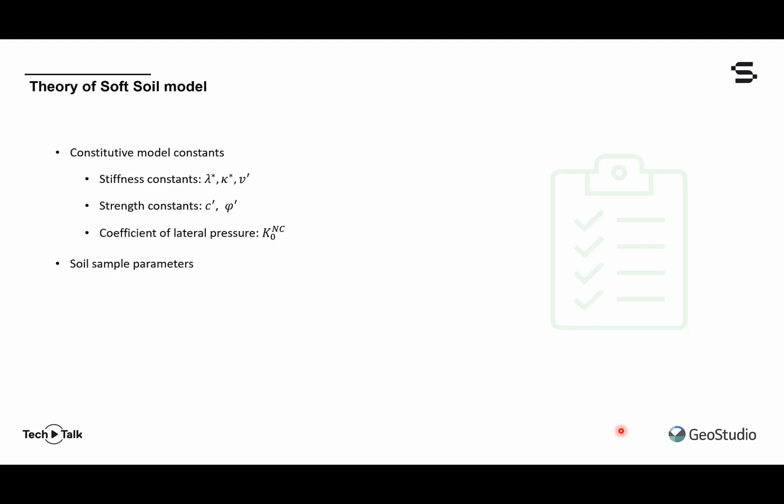These constants determine the soil type based on the soft soil model. Some other parameters will also be needed to describe the initial conditions of a specific soil sample. These include the initial void ratio, the unit weight of the soil, and the overconsolidation ratio.